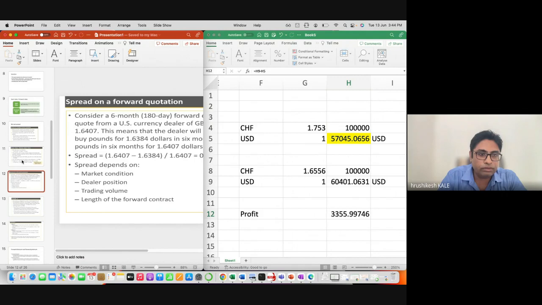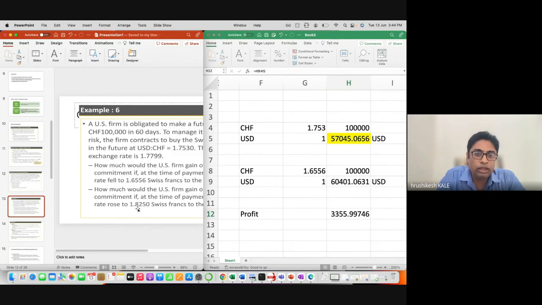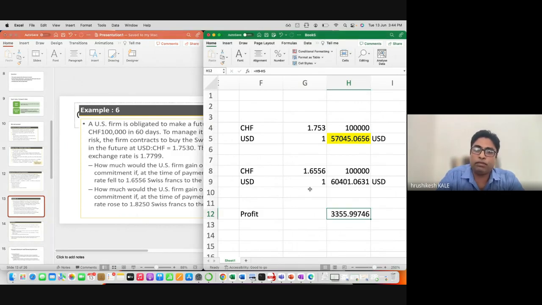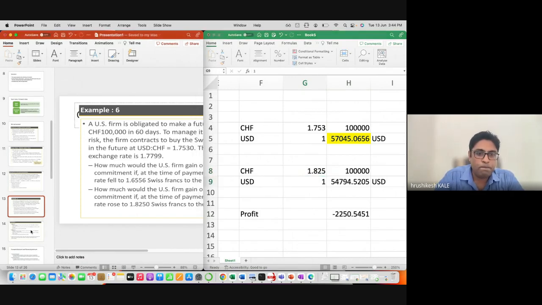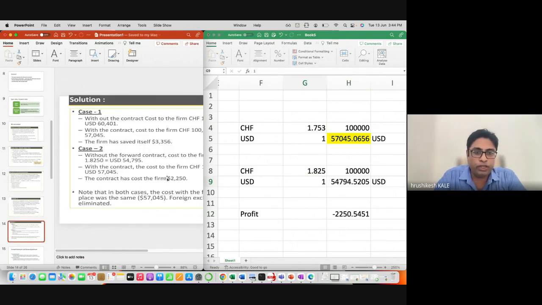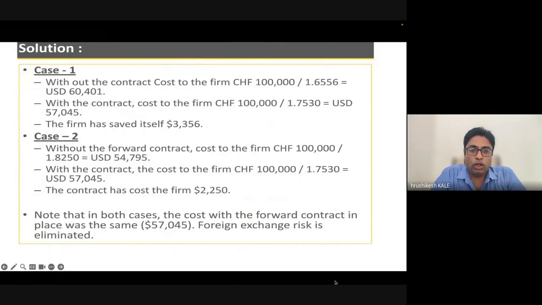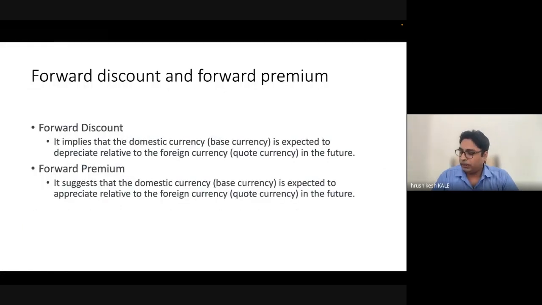Now let us see if you change your exchange rate after 3 months to 1.8250. How much will be your profit or loss? And you will see you will suffer a loss of 2050. Okay, so that's how you need to solve such type of questions. Let us move ahead and understand what is forward discount and forward premium.